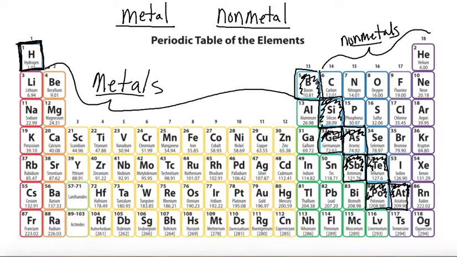And the answer is that these guys that follow along this line, there's a word for them, and it is called metalloids. Anything that falls on this line, so boron, silicon, germanium, arsenic, antimony, all these guys here, these are all metalloids. And metalloids have similar characteristics to both metals and nonmetals.